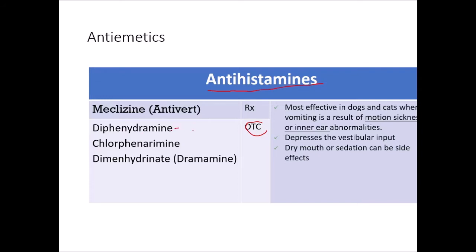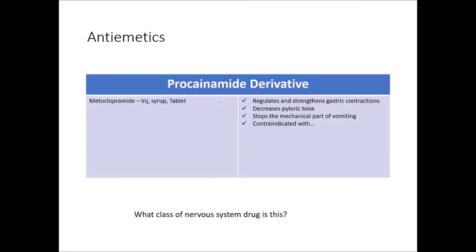Procainamide derivatives like metoclopramide. Metoclopramide we've seen as something that is in the sympathetic nervous system drugs, but we're calling it a procainamide derivative. It is injectable form, syrup or tablet. It is a direct-acting cholinergic. It regulates and strengthens the gastric contractions, decreases pyloric tone, stops the mechanical part of vomiting, and it's contraindicated if your animal has a foreign object.